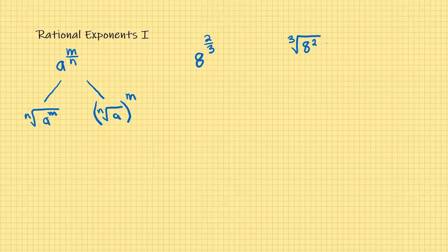The third root of 8 squared is, well, let's simplify 8 squared. That's going to be 64. So the third root of 64, and the third root of 64 is 4. So we get our answer that way. And the reason why the third root of 64 is 4 is because 4 times 4 times 4 equals 64.